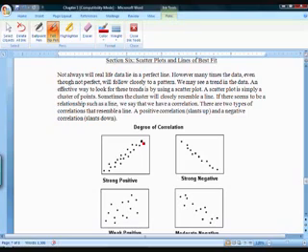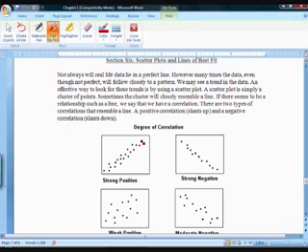It says not always will real-life data lie in a perfect line. However, many times the data, even though not perfect, will closely follow a pattern. We may see a trend in the data. An effective way to look at these trends is by using scatter plots. A scatter plot is simply a cluster of points. Sometimes the cluster will closely resemble a line. If there seems to be a relationship such as a line, we say that we have a correlation. You've heard that word correlation before. It means there's a relationship there.